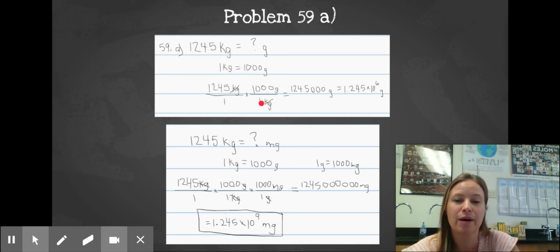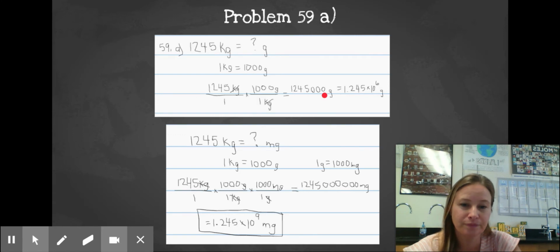So 1 kilogram, 1,000 grams, and you can see that we're just multiplying it by 1,000. So that means I'm going to have the decimal move 3 places to the right, and I get this big number right here. When we have really big numbers in chemistry, it's best to put them in scientific notation. They don't have to be in scientific notation, even on the AP test, but it's just a shorter way of writing it.